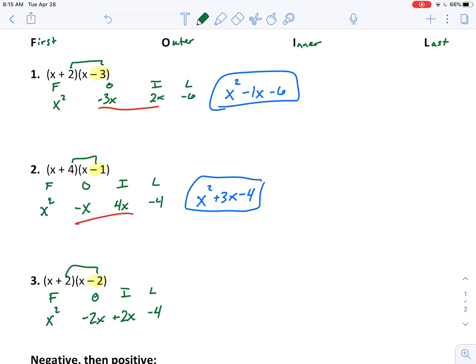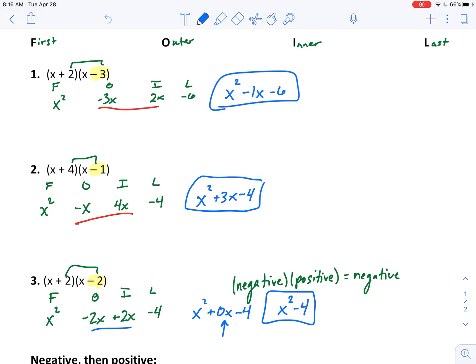So first is x squared. The outers, x times negative 2, negative 2x. The inner product is 2 times x is positive 2x. And the last is 2 times negative 2 is negative 4. So things we really have to be careful about. A negative times a positive is going to get me a negative. So keep that in mind.